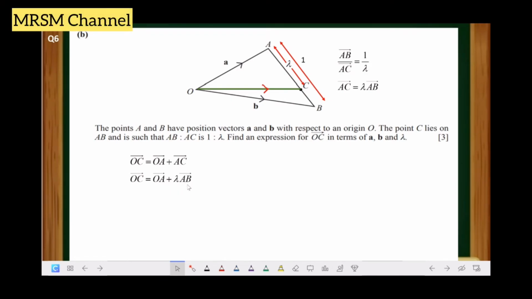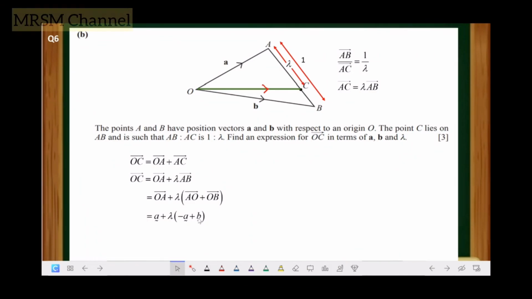We can find AB by using AO plus OB. So OA we put in A, and AO is the reverse direction of OA, which will be negative A, plus OB is plus B. When we write the vector, A and B are vectors, so the constants have to sit together. It means we don't want to have both A's in one statement.